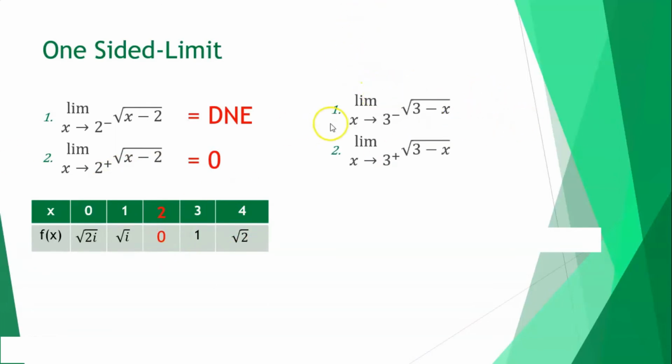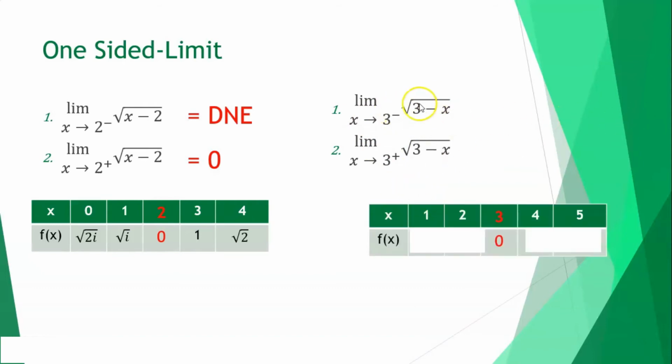Next, the limit of the square root of 3 minus x as x approaches 3 from the left and from the right. Making use of the table of values, 3 minus 3 is 0. To the right of 3, like 4, 3 minus 4 becomes negative 1, so it's imaginary. While to the left of 3, like 2, 3 minus 2 ends up with 1, and so on. So the limit of the square root of 3 minus x as x approaches 3 from the left would be 0, while as we approach 3 from the right, it would be imaginary.